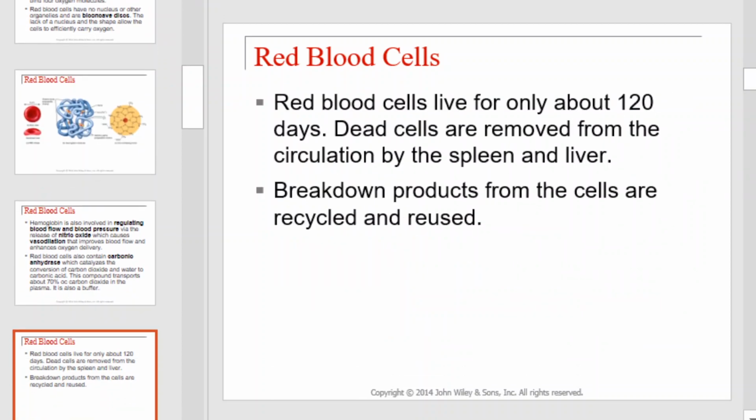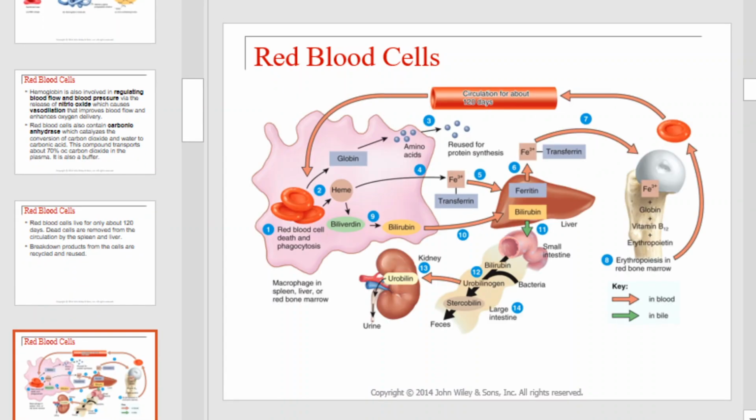Red blood cells live for only about 120 days. Dead cells are removed from circulation by the spleen and liver. Breakdown products from the cells are recycled and reused. This is an illustration of the life cycle of a red blood cell.